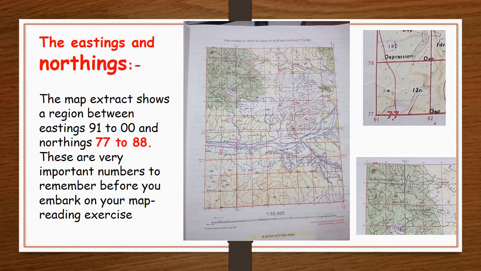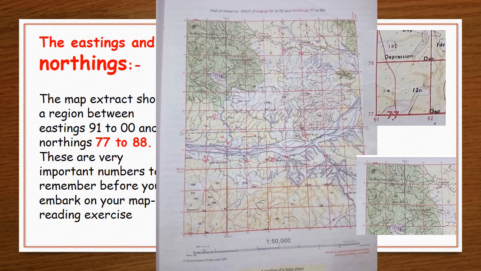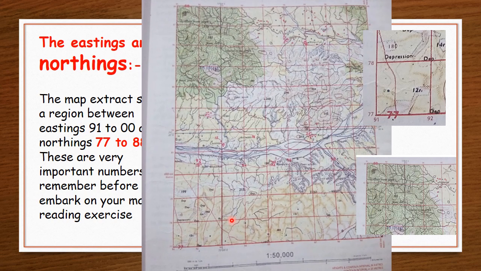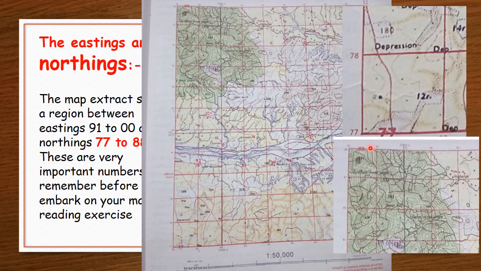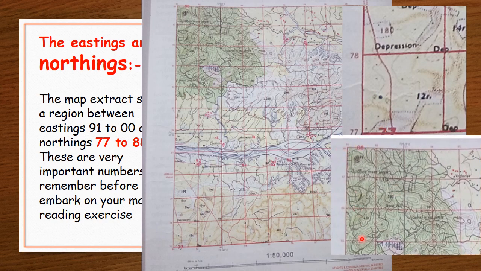Now let's find out the northings' numerical values on this map. So this map extract shows a region between eastings 91 to 00 and northings 77 to 88. Here I'll show you that 77. Can you see this 77 to 88? So let's find out the 88. And these are very important numbers on the map. So this is 77, right? And this is 88, right? So northings are the horizontal lines. From the bottom 77 it starts and it ends over here, that is 88.